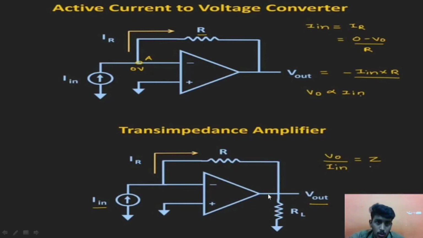In the active current to voltage converter, there is no change in the voltage. When the KCL is applied, there will be no involvement of RL in the V out. We can see the impedance Z is equal to V by I, that is, V out, the output, by IN, the input, where V naught is equal to Z into IN, so V naught is directly proportional to IN. That is the active current to voltage converter. This type of amplifier is called a trans impedance amplifier. It is one of the applications of the current to voltage converter.